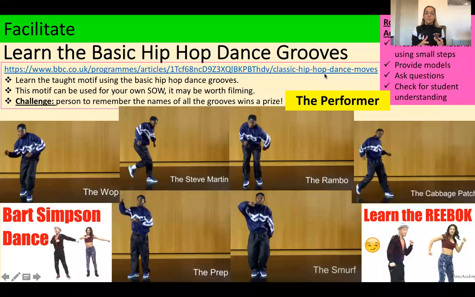So then this is facilitate. What I would always do is have a motif, a short sequence of movement that I teach the students so they are able to then embody and learn that dance style. I'm sending this to you so you can have a look at it. There's a clip here of all of these simple hip hop grooves, so you can copy them and start to make your own motif from that.